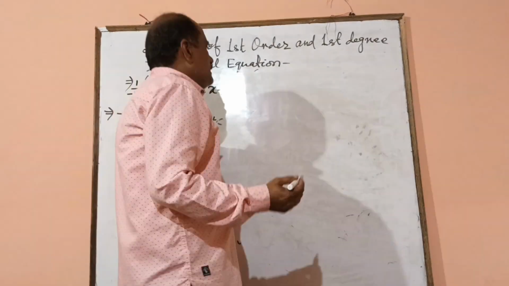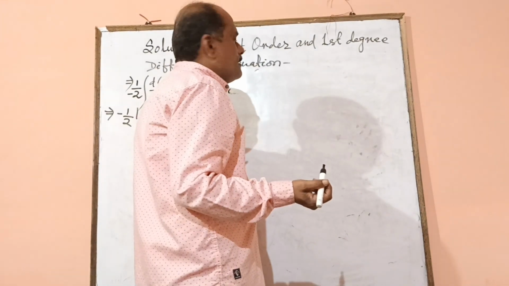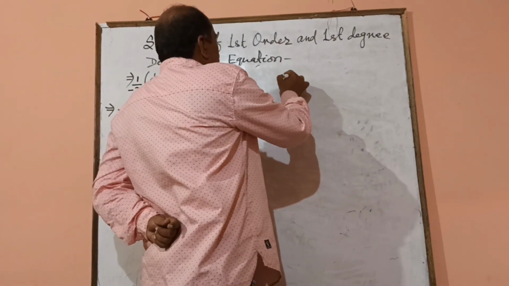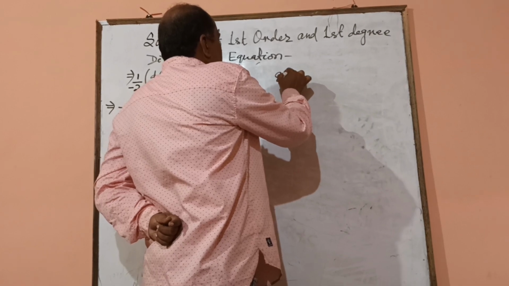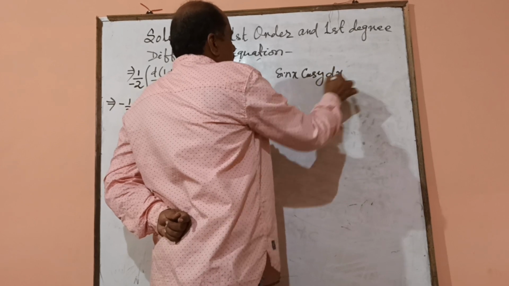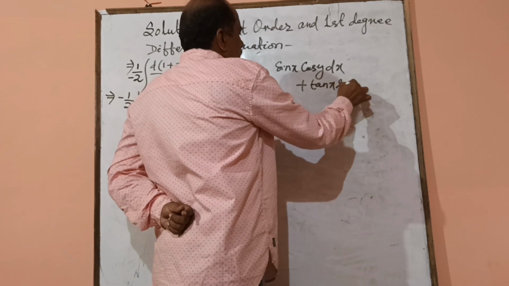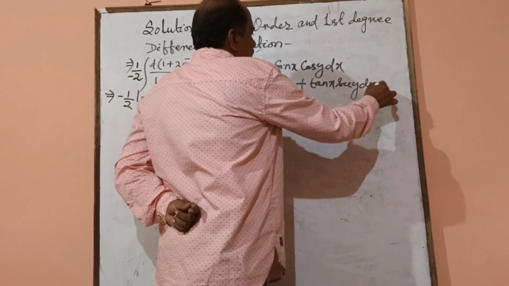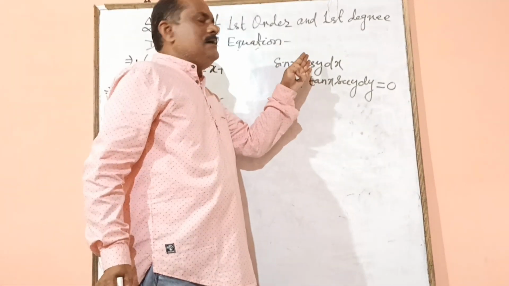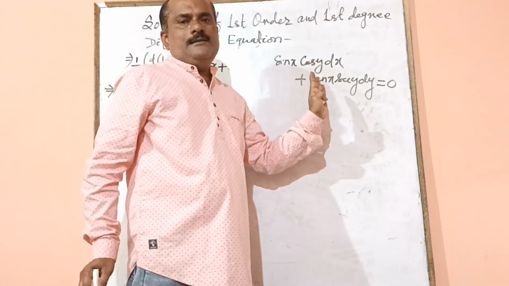What is the solution of the first order and first degree differential equation sin x into cos y dx plus tan x into sec y dy is equal to 0?